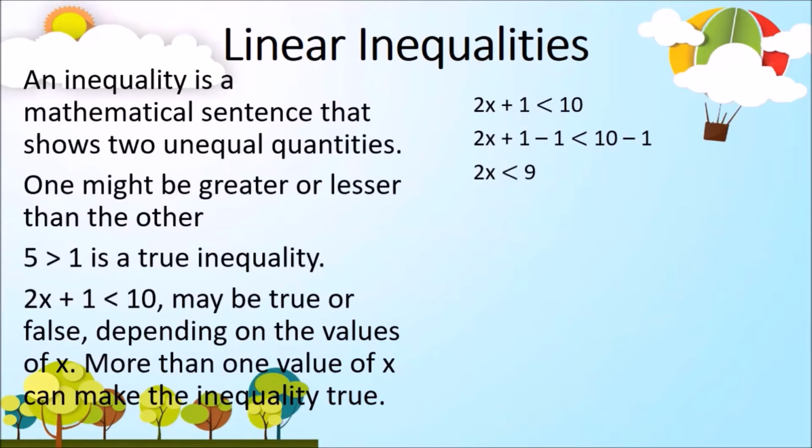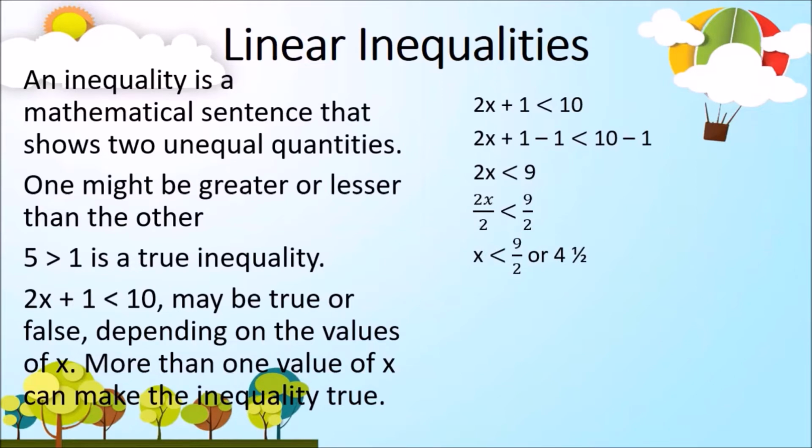Again, to solve for x, we need to divide both sides by the numerical coefficient, or multiply by the reciprocal of the numerical coefficient. And the numerical coefficient of the variable x is 2, so that is also our divisor. So we have 2x over 2 less than 9 over 2. So simplify, we have x less than 9 over 2 or 4 and 1 half.